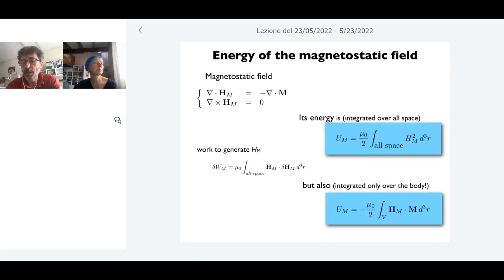But we can also derive a different expression. Why? Because the sources are limited only to the magnetic material. So there is a very nice expression where we can, instead of integrating over the whole space, express the total energy of the magnetostatic field as minus mu0 1/2 of the product of the magnetostatic field times the magnetization. Do you remember this expression, minus mu0 H times M? Consider that you integrate the magnetization over the volume, no? So the integral will give a magnetic moment.